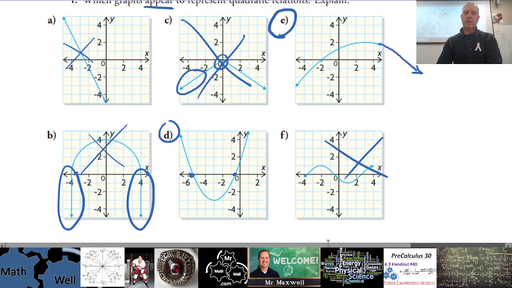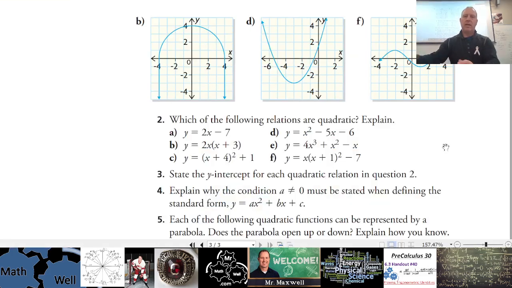Okay, let's take a look at number two, guys. We actually did number two in the notes, or most of it. The first one is the exact. C, yeah, it says x squared. When you expand this, it's going to be an x squared. So this one is a quadratic. Okay. So A is no, B is yes, C is yes, D is yes, E is no because of this cubed, and F is no because you have x to the power of 1 times x to the power of 2. So that's no.